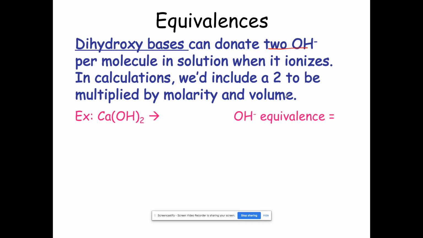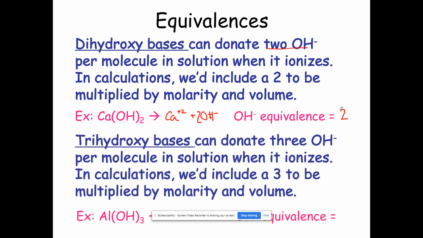So for example, dihydroxy bases, one of them is calcium hydroxide. That's the only dihydroxy base on table L, but of course anything from group 2 like magnesium, any of those, barium, those would all have dihydroxy bases. So when this is breaking apart, we're going to have our Ca plus 2. We're going to have our hydroxide, which is -1, but notice there are 2 of them. So there would be 2 hydroxides, meaning your equivalence is a 2. That 2 would be multiplied by the molarity of the base and the volume of the base in our calculation.